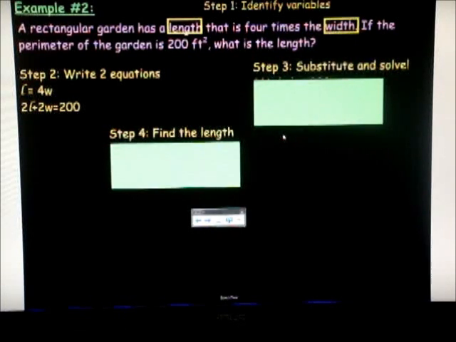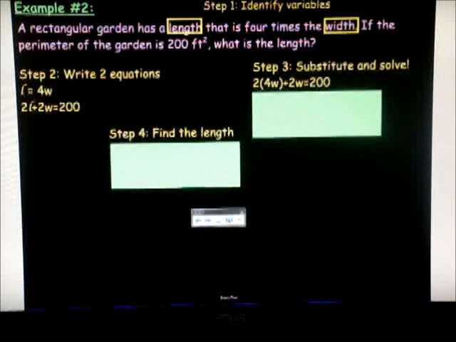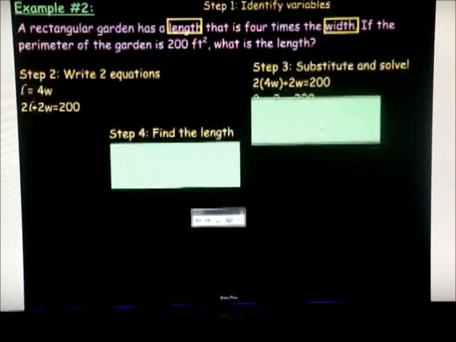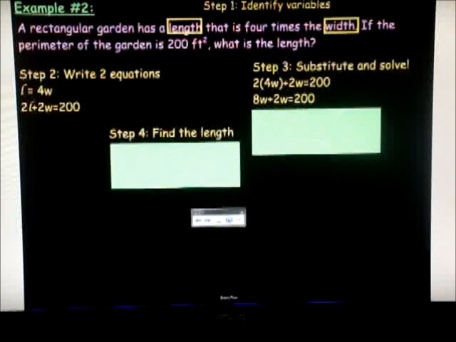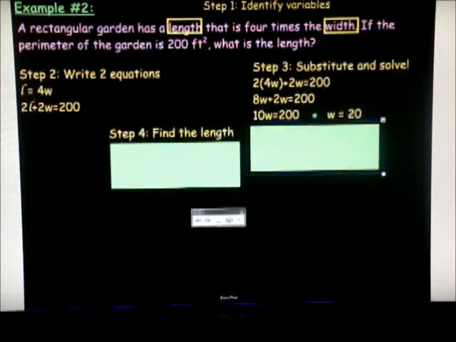This problem is actually a little bit easier than the other problem because the first equation already has a variable isolated. I don't have to get a variable by itself. So what I did next is I plugged in, multiplied the numbers, combined my like terms, and the width equals 20. When I first solved this equation, I did make a mistake, so it was really good that I went back at the very end and checked.